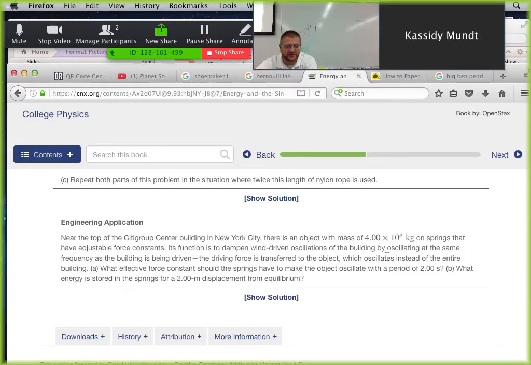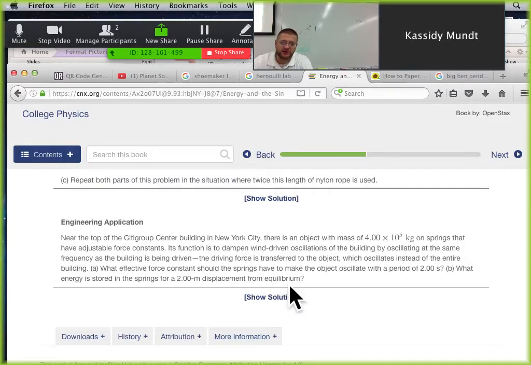It's going to dampen these wind-driven oscillations at the same frequency the building is being driven. So they're telling you the period of the oscillations, and then they're talking about energy there.